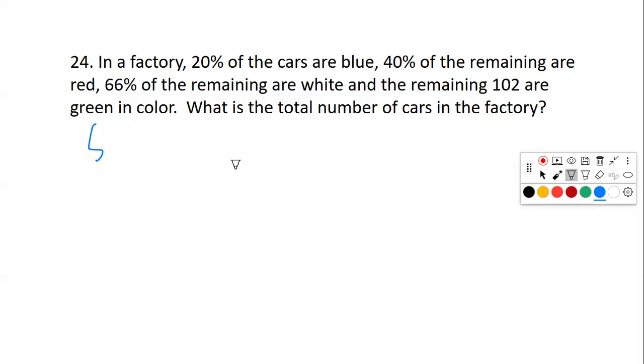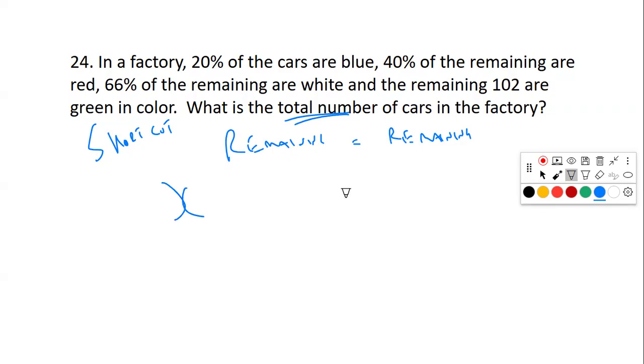Okay, so let's have the shortcut here. So what is the shortcut? Just frame an equation to solve. I'm trying to equate the remaining cars with the remaining cars, LHS, RHS, trying to balance. Let the total number be X, the total number of cars in the factory.